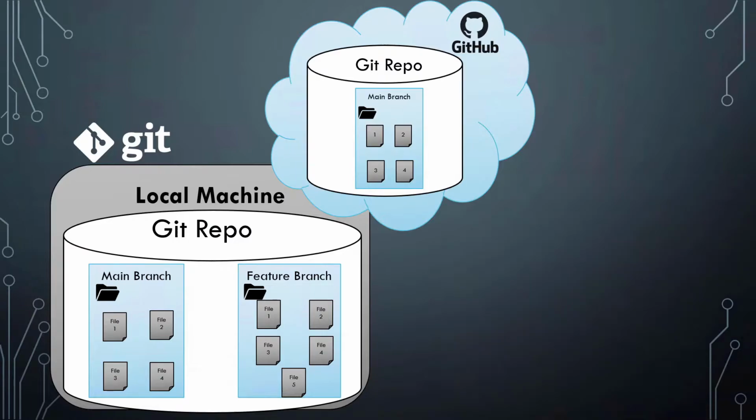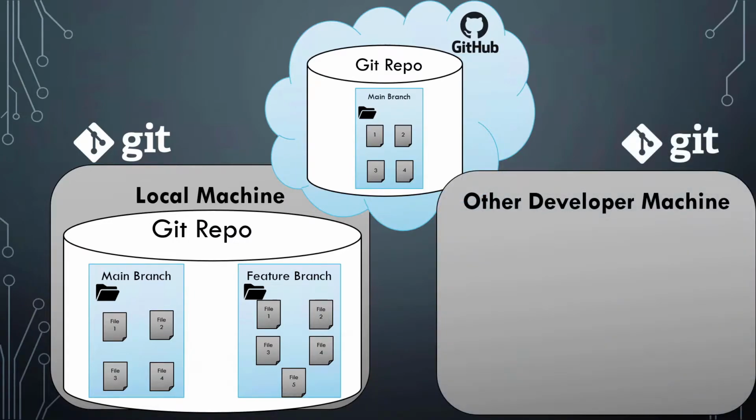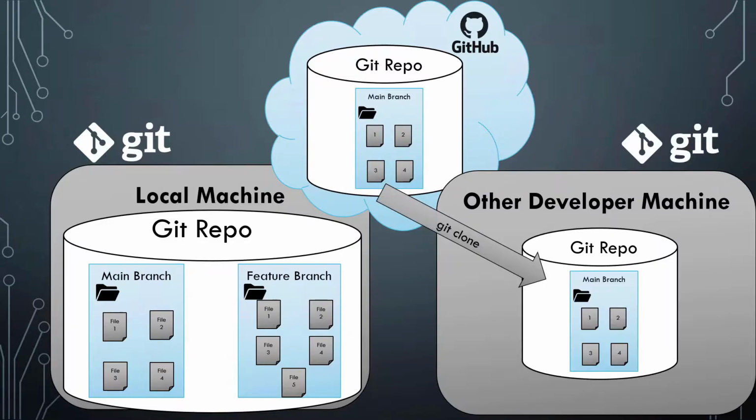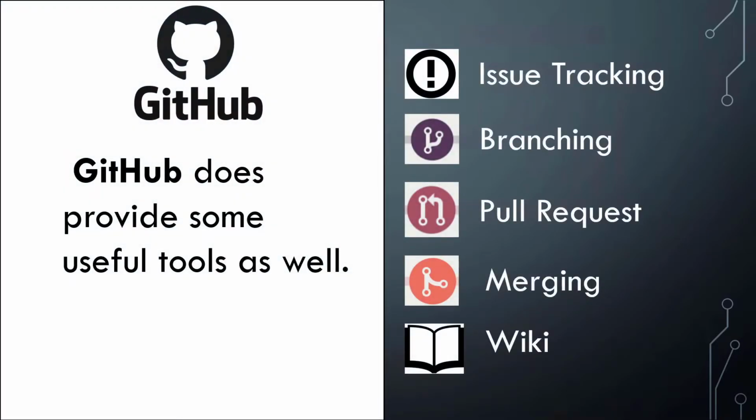So when I'm working on a large team, I have this GitHub repository in the cloud, and on another developer's machine, they can clone this repository, and they have all of the history, all the versions of the files, and even if there's multiple branches, they would have access to all those different branches. They can then make changes, make branches, and push those changes back up to the GitHub repo, which is the remote repository, and this is how developers can share their code. So GitHub does more than just host the remote repositories. It actually provides a lot of useful tools, such as issue tracking, branching, pull requests, merging, those kinds of things.